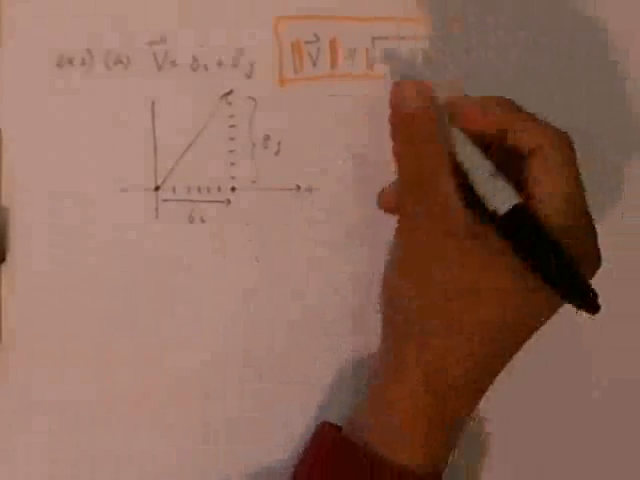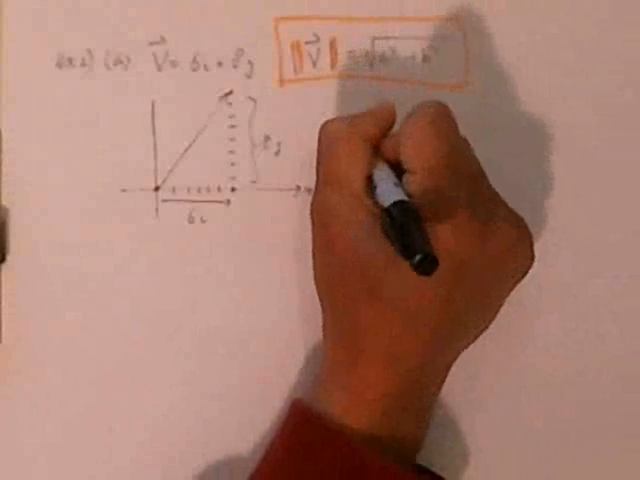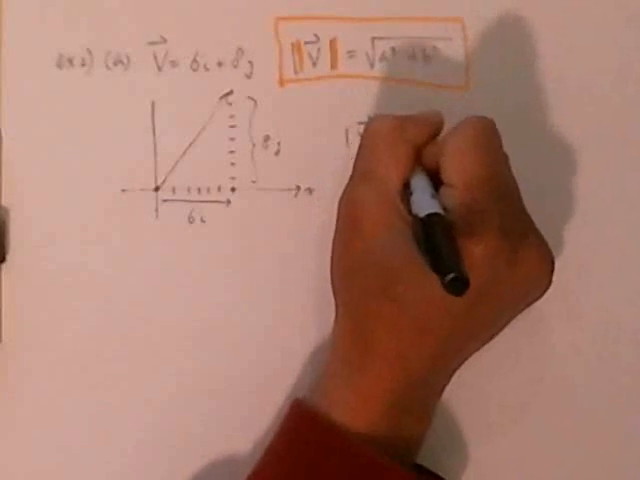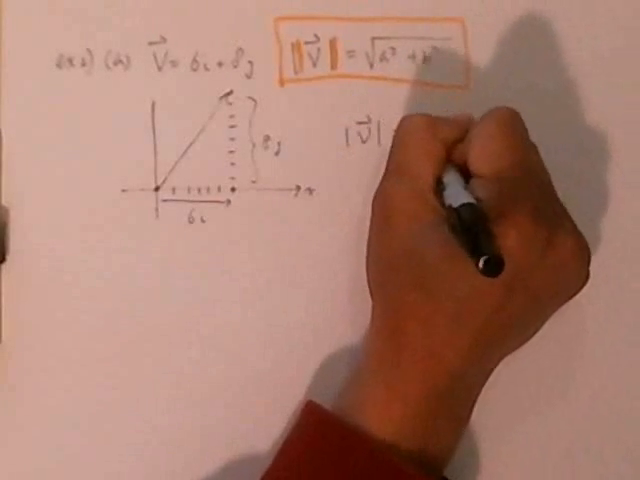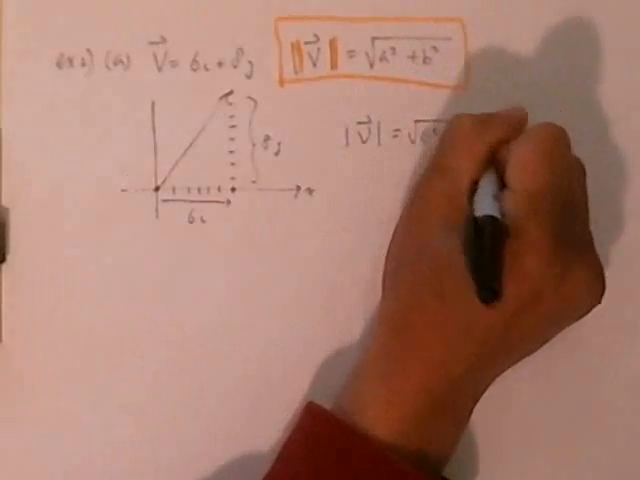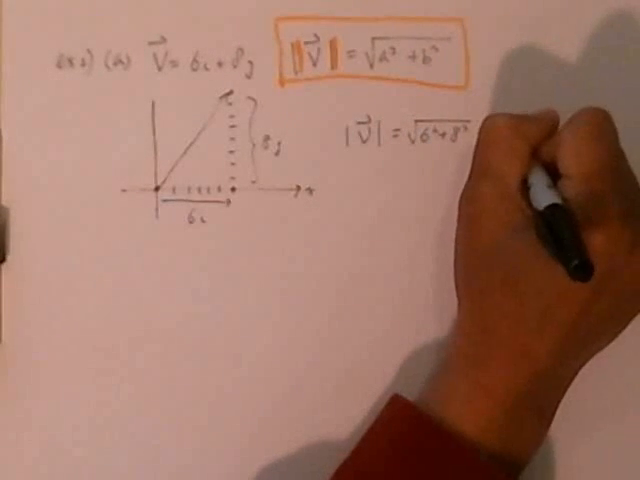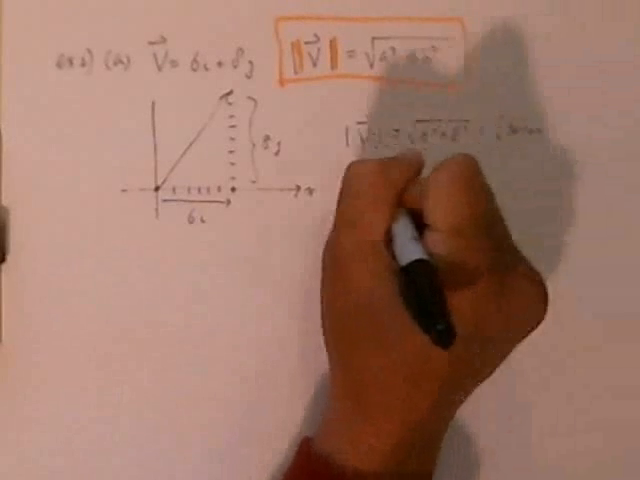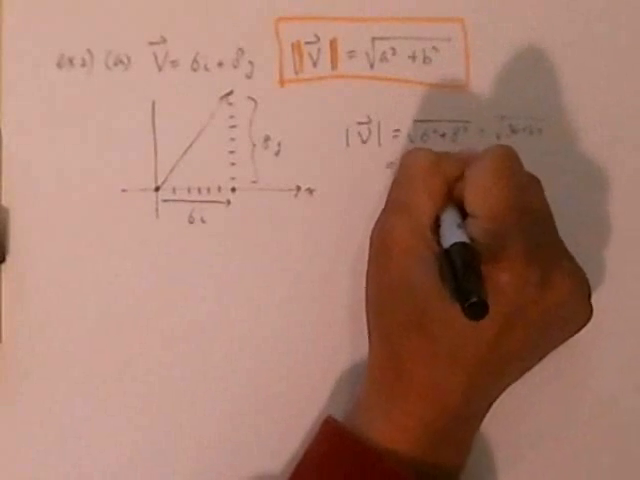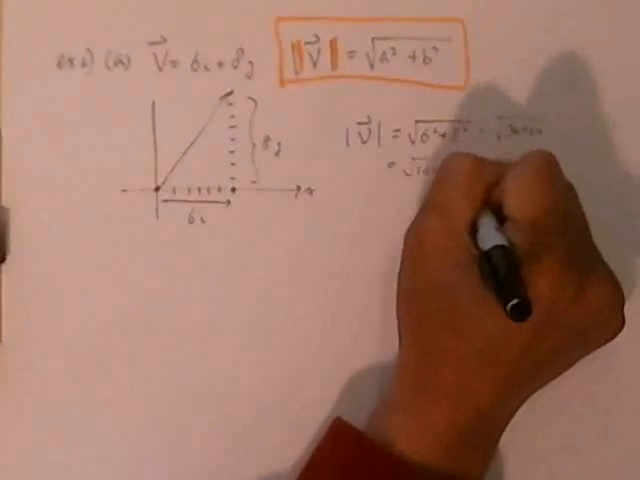So let's just work it out. Magnitude of vector v is equal to the square root of 6 squared plus 8 squared. That's equal to the square root of 36 plus 64, which is equal to the square root of 100, which is equal to 10.